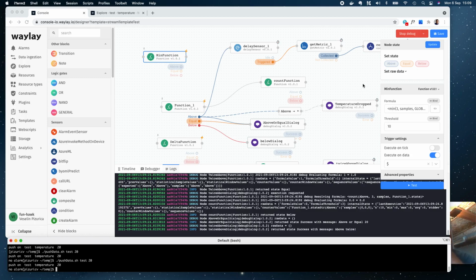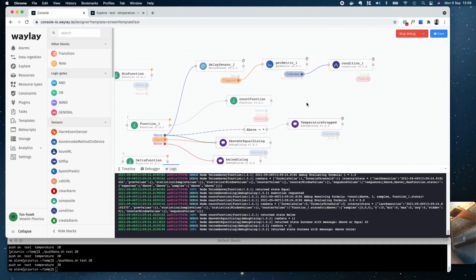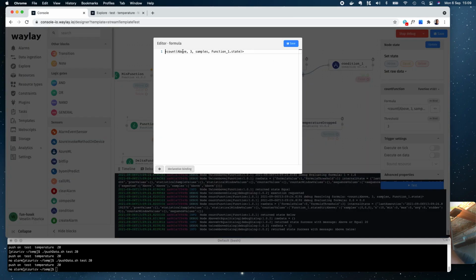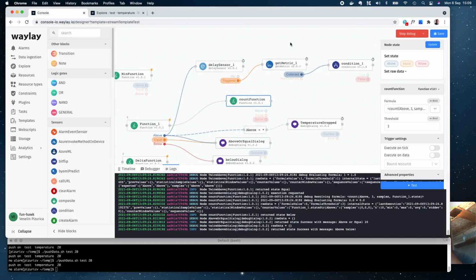All right, so the next thing we will do is I will look at this one. Now what are we doing here? We are actually counting the number of times the function state was above a threshold for the past 3 samples. And here what I want to put is 3, which means that only if I have 3 times this function above the state, this one will actually be in equal state. So let me do that.